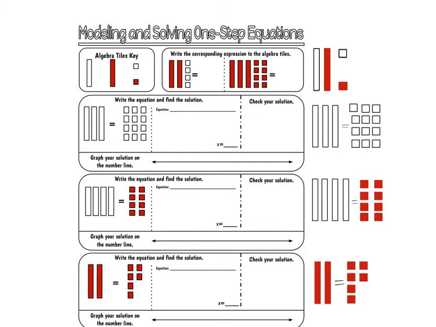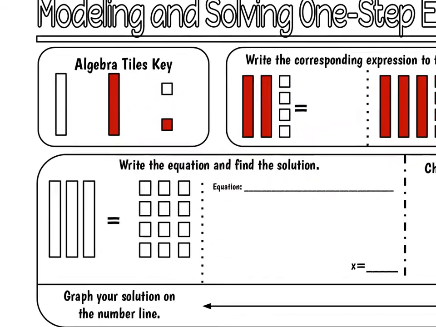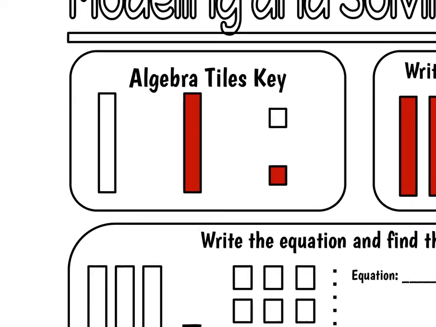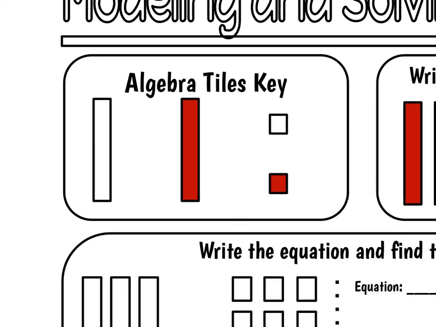Let's talk about modeling one-step equations. So you have in front of you some algebra tiles, and I have my digital ones. So the algebra tiles represent the following things. Your physical algebra tiles are green and red, and tan and red depending on the piece, but the bar represents a positive x, and the red bar will represent a negative x, and that x is representing an unknown quantity or variable.